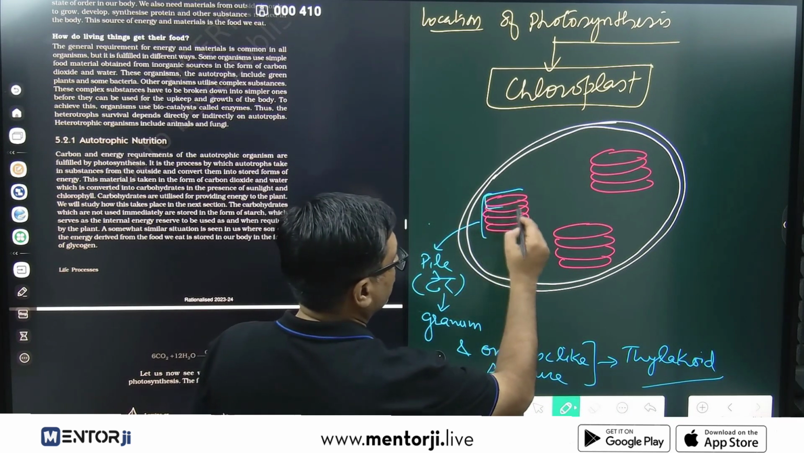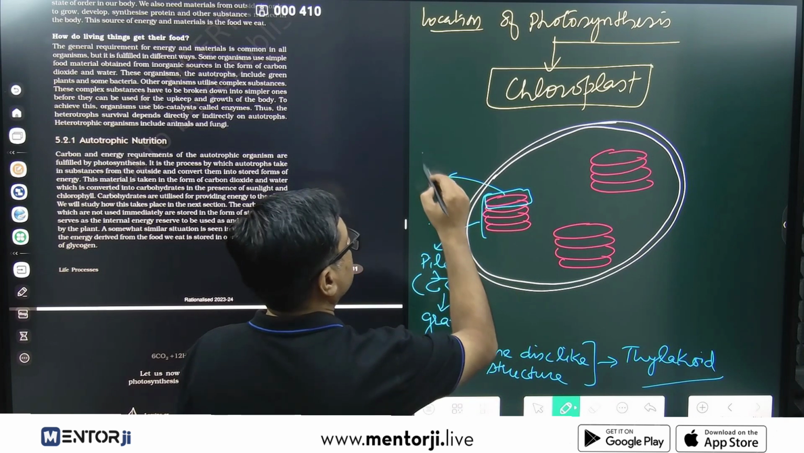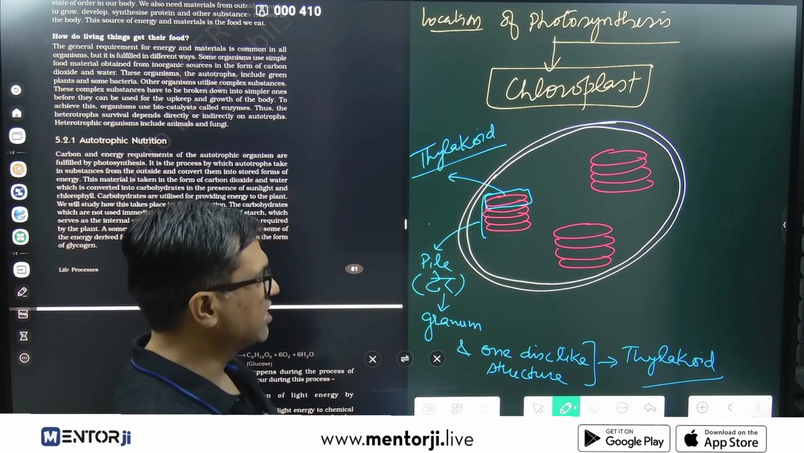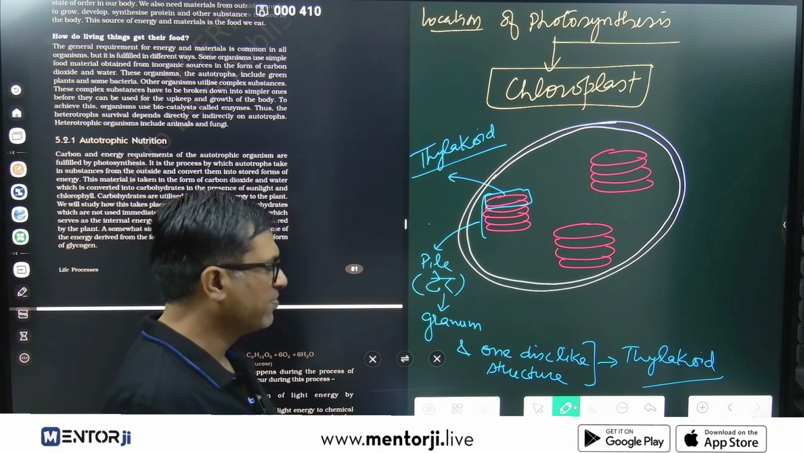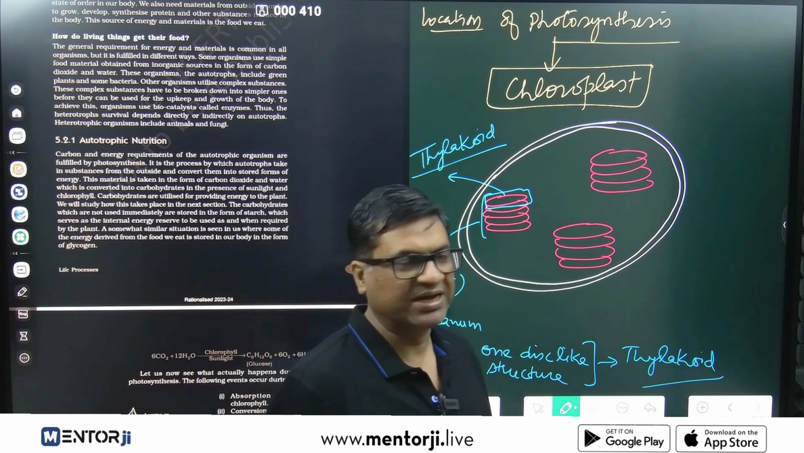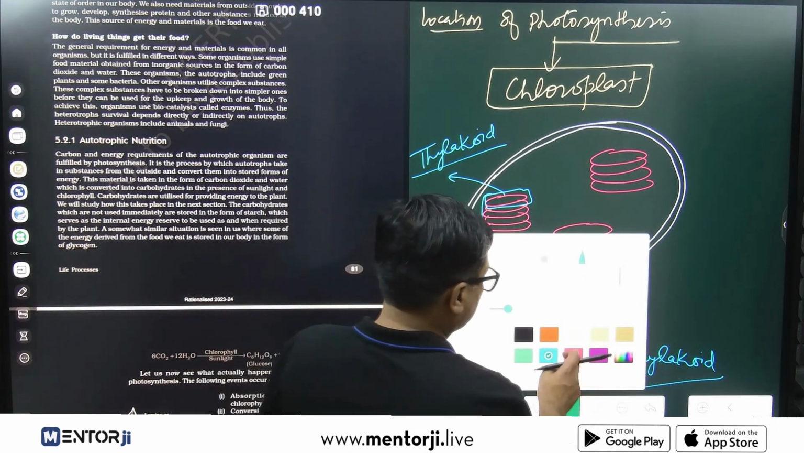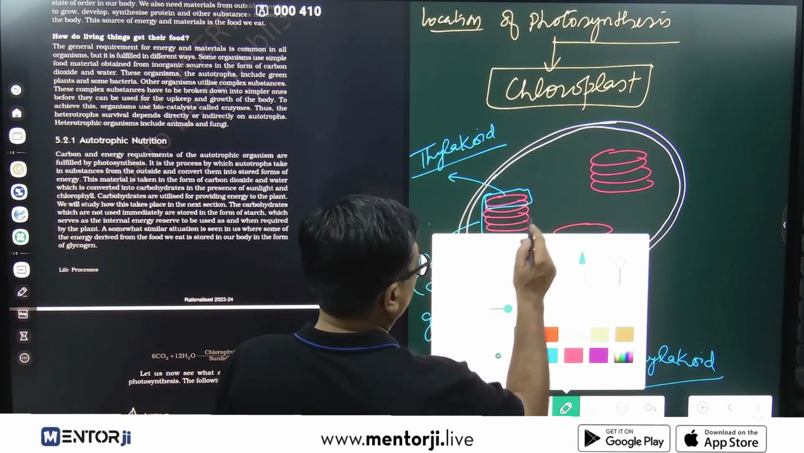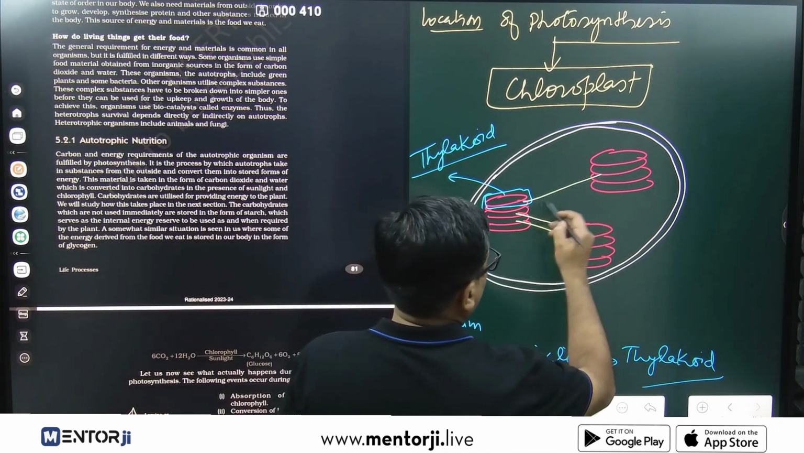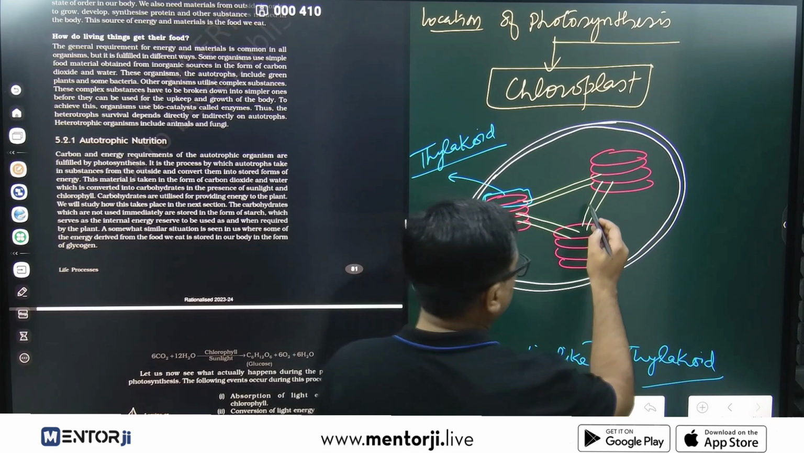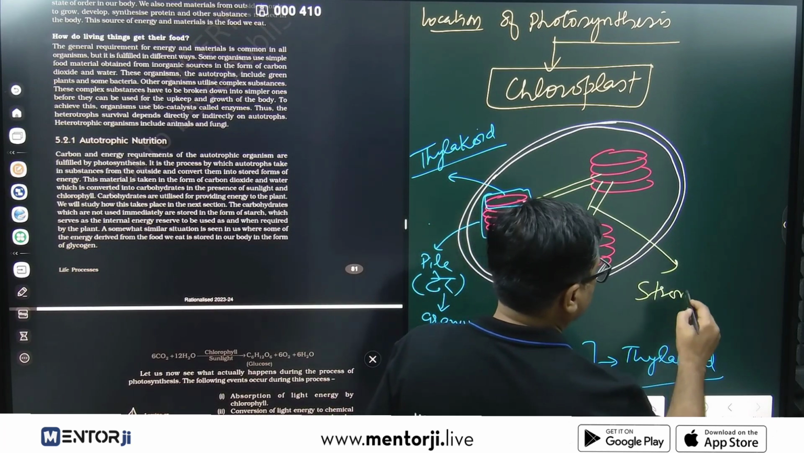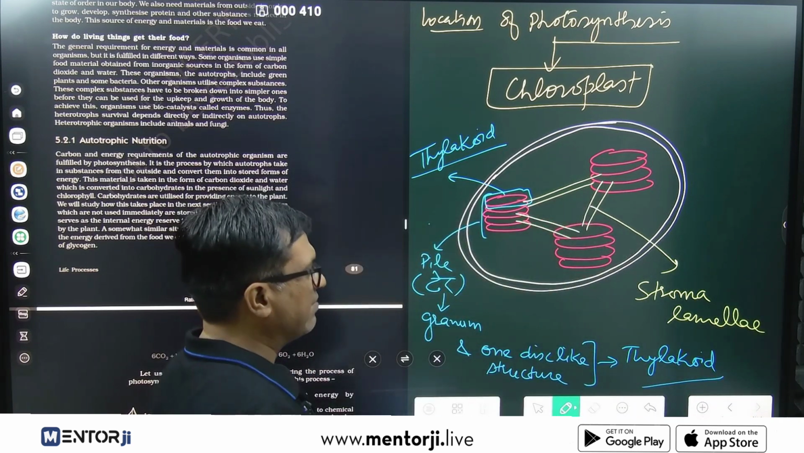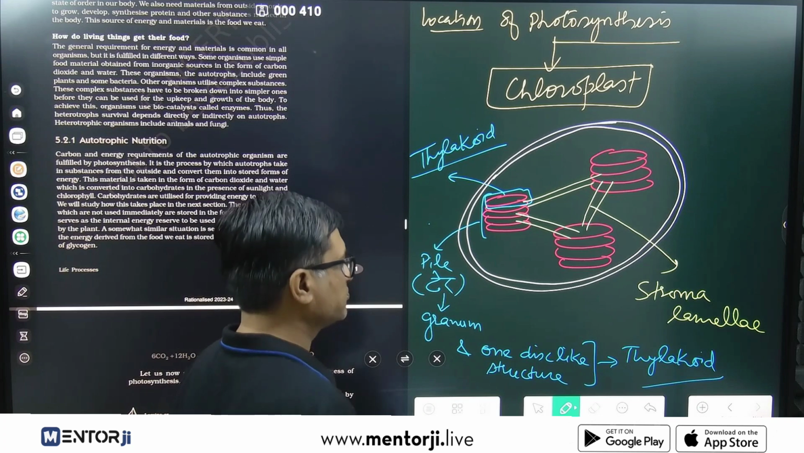So this one disc is thylakoid, and this complete pile is named as granum. Similarly, if we connect these grana with each other, that shows the connection, and these are stroma lamellae. These are the stroma lamellae, the connections between the grana.